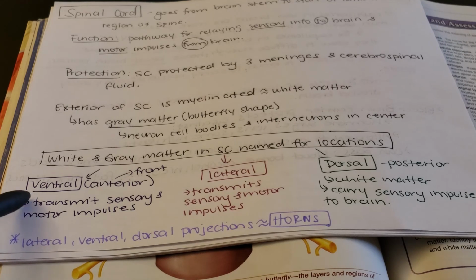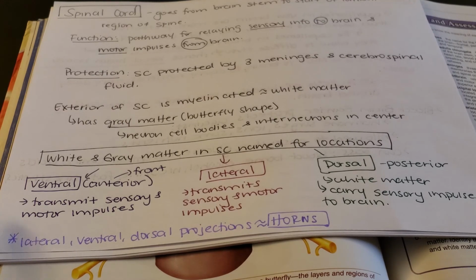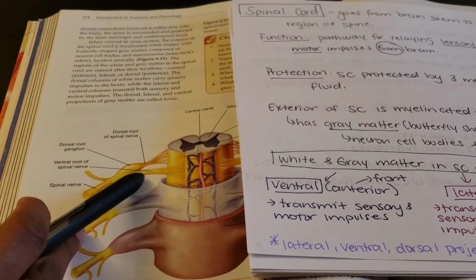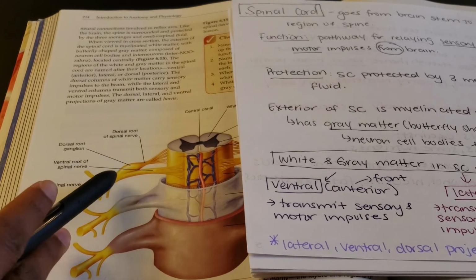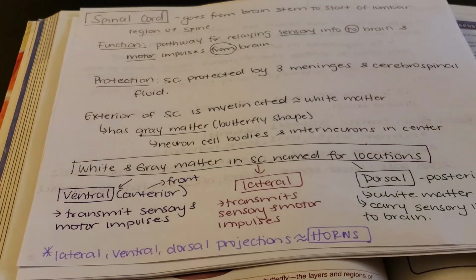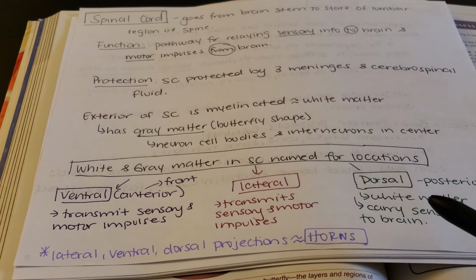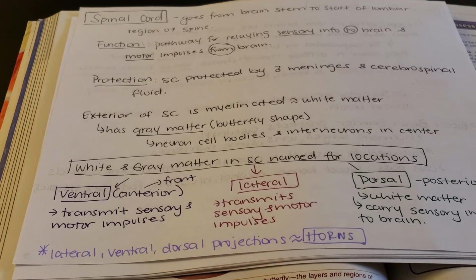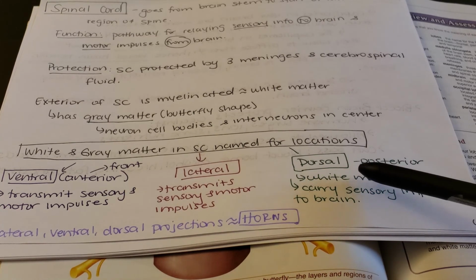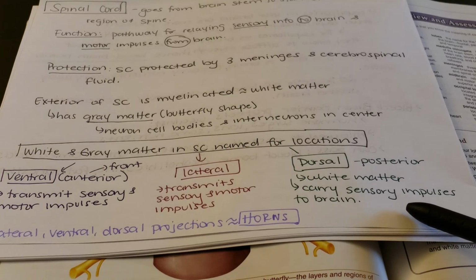In the ventral part, the main function of the ventral part of the spinal cord is that it's going to transmit sensory and motor impulses. If you look over here, you can see that the ventral root of the spinal cord is towards the front versus the dorsal, which is towards the back. So the ventral part is going to transmit sensory and motor impulses. And then you have something called the lateral, which is also going to do the same thing as the ventral, which is going to transmit sensory and motor impulses. And then last, but certainly not least, is the dorsal, which is on the back. This one's mainly made up of white matter, and this is going to carry sensory impulses to the brain.